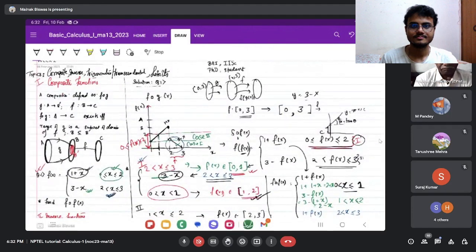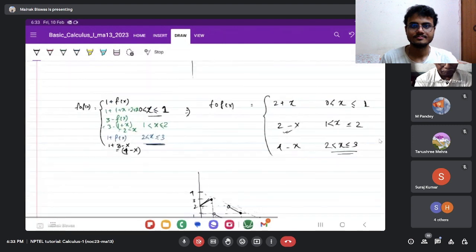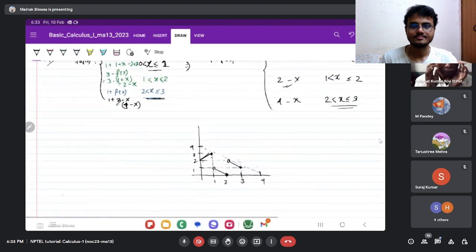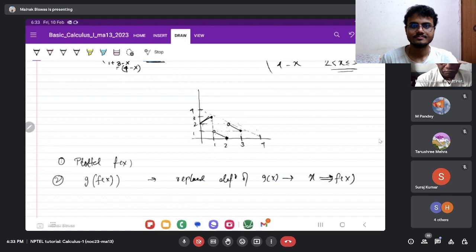So we did a couple of steps. So what steps did we follow? This is for any composition. So this is why I told you how to draw graphs the last time. So first step what we did was we plotted f of x. Part 2, what did we do? If we had to do something like g of f of x, we replaced the definition of g of x, replacing x with f of x, and then seeing part wise where the functions are actually.